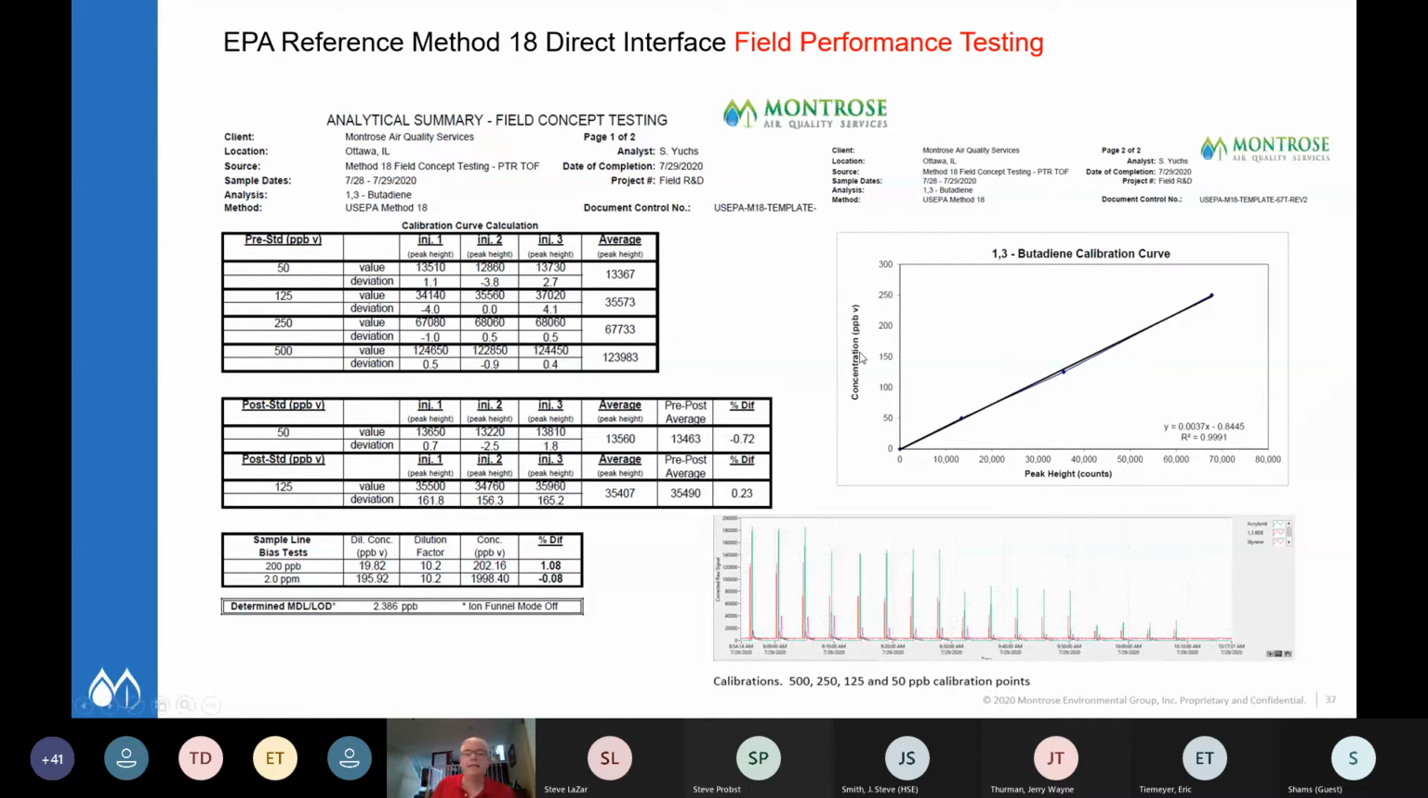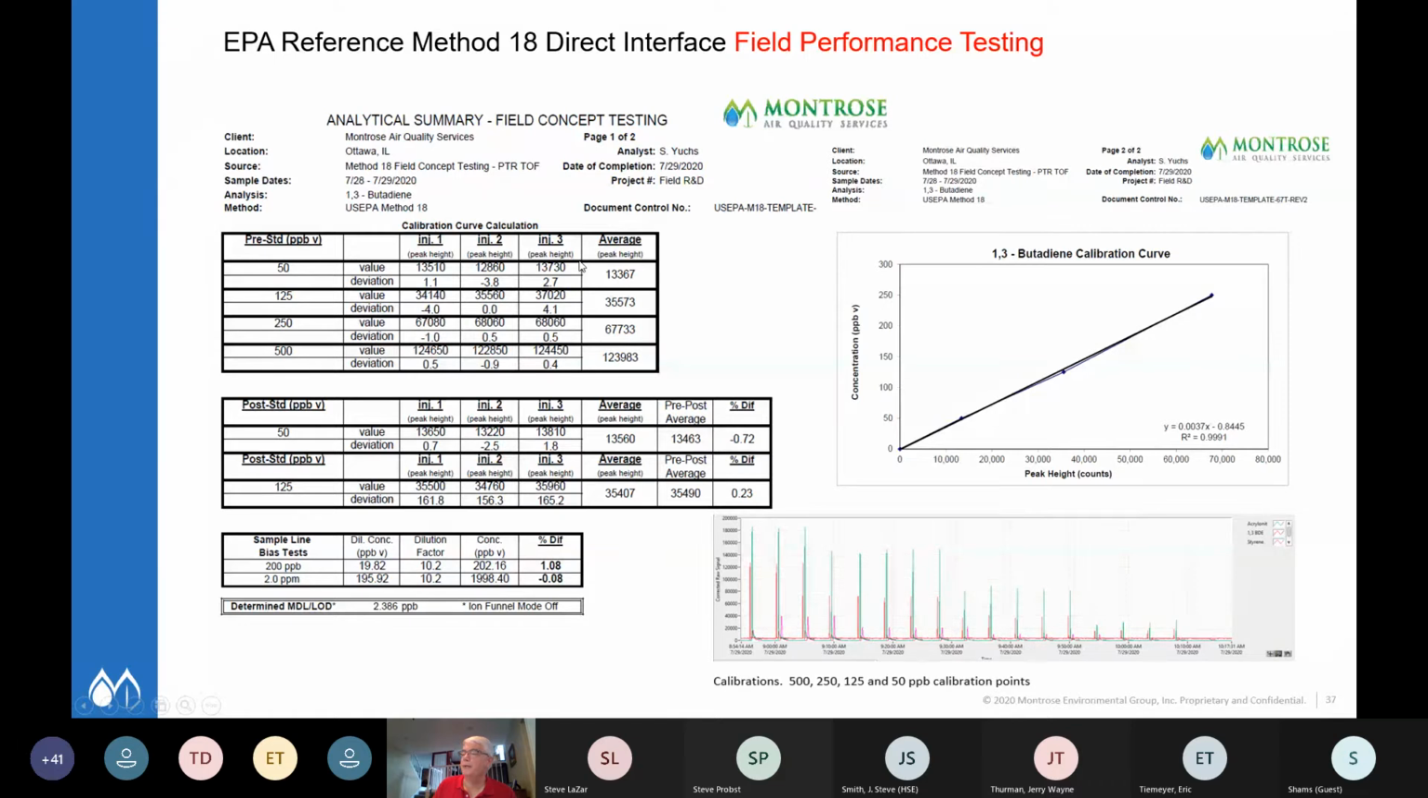So we wanted to take this out into the field. We did it in the laboratory, and we could pass the QA/QC. So this is an actual field test that was performed in Ottawa, Iowa, at one of our clients' sites. They allowed me to come out and do this while we were doing some other testing. And we performed a full method 18 with 1,3-butadiene, styrene, and acrylonitrile. I'll just show you a couple of them real quick since we're getting low.